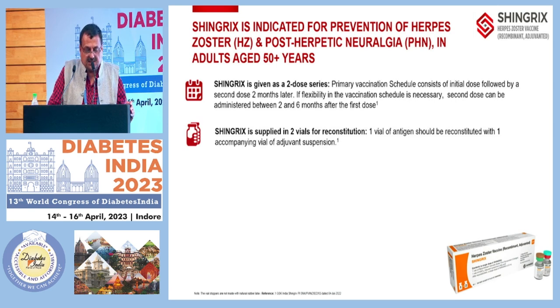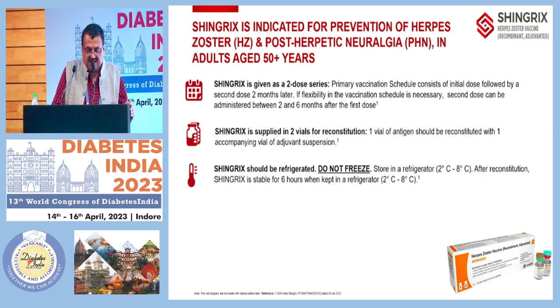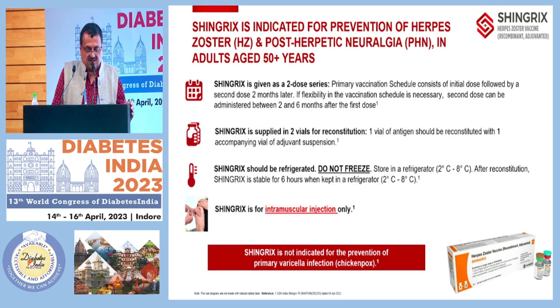Now, Shingles is supplied in 2 vials for reconstitution. 1 vial of antigen should be reconstituted with the 1 accompanying vial of the adjuvant suspension, and it should be refrigerated, but do not freeze. Store in a refrigerator between 2 degrees centigrade to 8, and after reconstitution, Shingles is stable only for 6 hours, but that should be kept in the refrigerator. This is the drug which should be given only intramuscular, and it is not indicated in the prevention of primary varicella infection, that is chickenpox. That one should know.